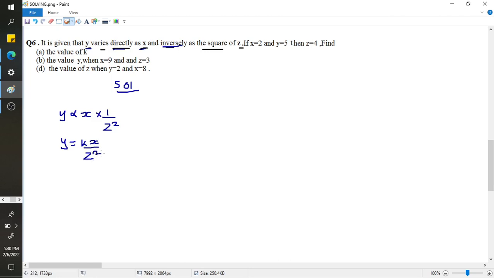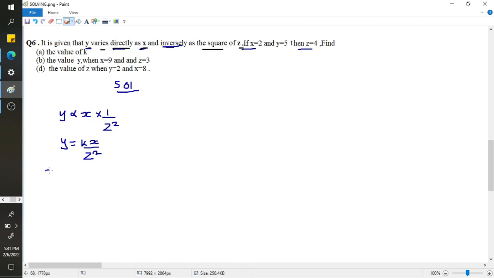over z squared. Now remember, to calculate the value of k, you need to use the values that you'll be given. And this question, remember, it's coming from mixed variation. Other people may call it another name, but it's mixed variation because you can see in the question, y is varying both directly as well as inversely. Alright, so it's mixed. Let's get back to the question.